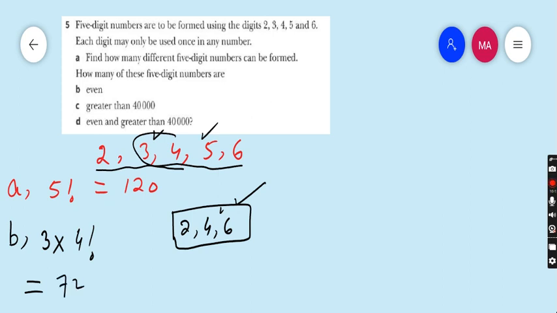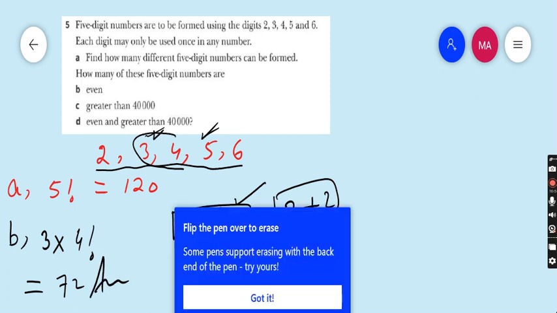I repeat again. For making an even number, we have to put 2 or 4 or 6 in last place. So there are three possible ways to put the digits in last place. So 3 multiplied by, if we put one digit from these three, remaining are two digits, and these 2 plus 3 and 5, 2 plus 2 is 4, so 3 multiplied by 4 factorial, that is 72 is the answer. So hope you understand.